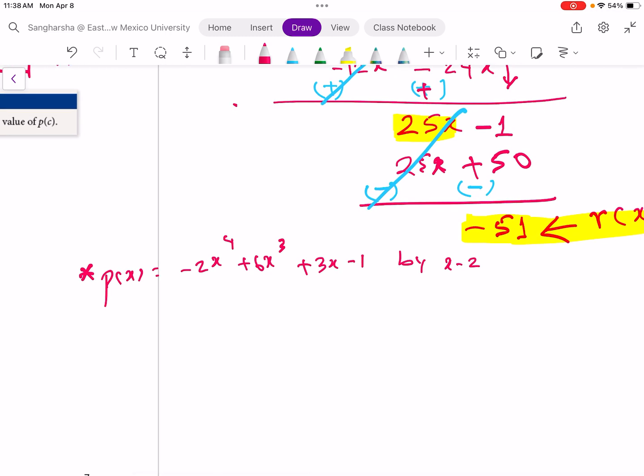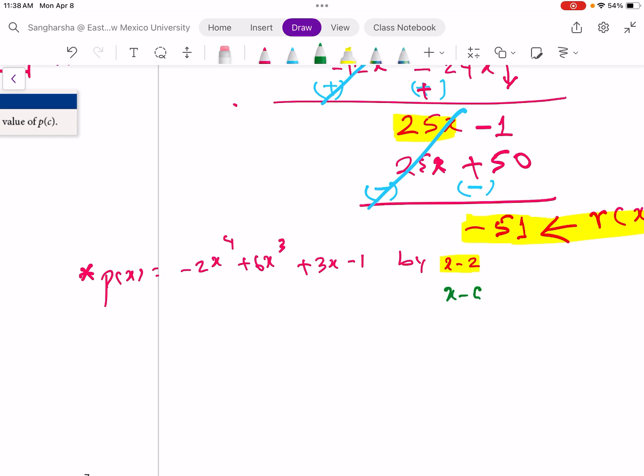Now here, the very first question: can we use synthetic division for this case? That's the very first question we have to ask. You can't use synthetic division for every problem, okay? There is one condition. The divisor has to be of x minus c form. So this is our divisor, and if your divisor is of x minus some number form, then only we can use synthetic division, okay?